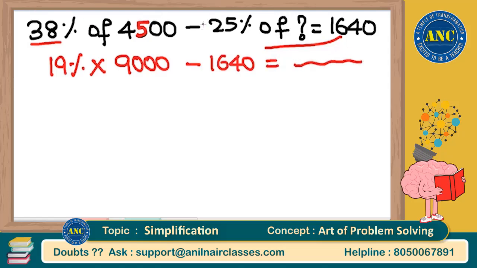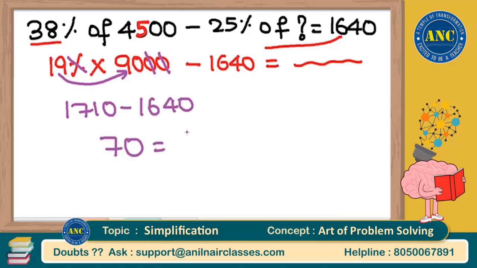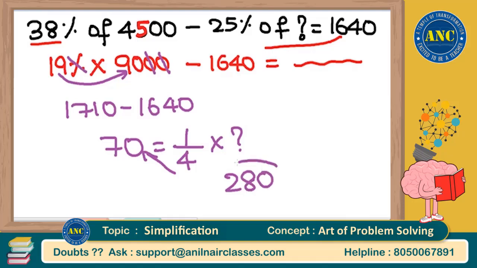Don't write it and waste your time. Percentage nikal do, 2 zeros cancelled. 19 into 9 is 171, followed by 10, 1640. Left hand side is 70, right hand side is 25% of question mark. 1 by 4 of question mark is 280. Very easy if you understand the concept of multiplying by 2 and dividing by 2.